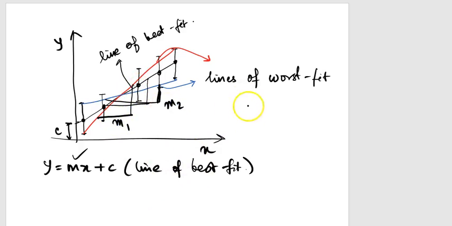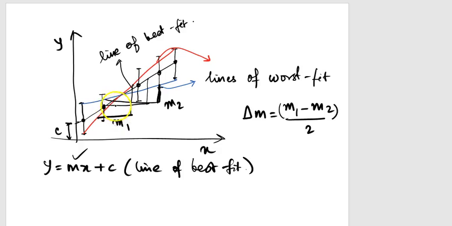So delta M, the uncertainty in M, is given by, obviously M1 is way greater than M2, so I can write M1 minus M2 by 2. So half the range of the possible fits corresponding to this set of data points.